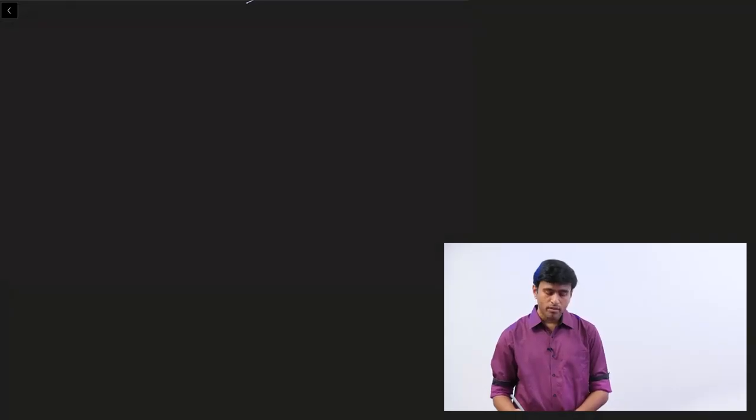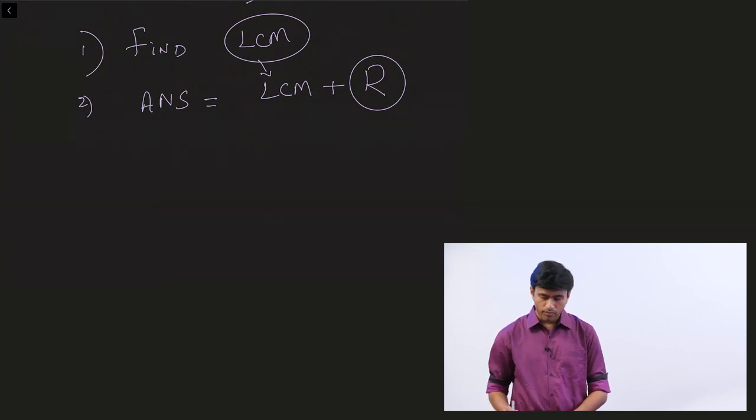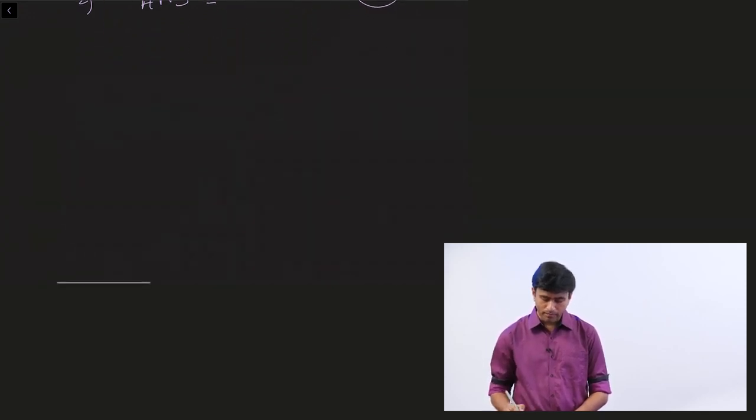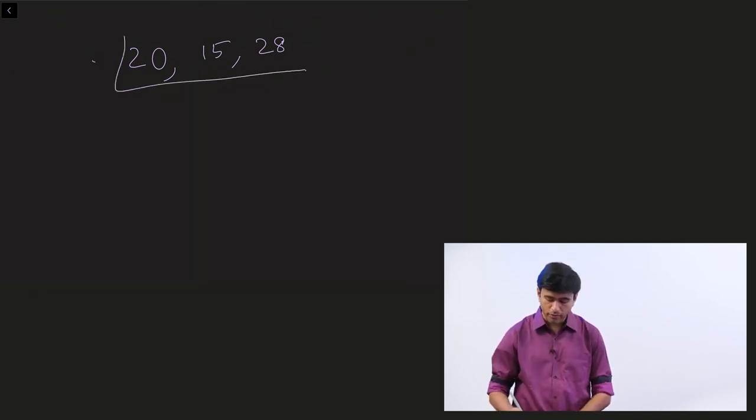in HCF you removed the remainder from all the 3 numbers, but here you first find LCM and the answer would be LCM that you found here plus remainder. So let's find the LCM. How do we find the LCM of the 3 numbers 20, 15, 28? The commonly used method is the division by prime factors. So we are going to do that.